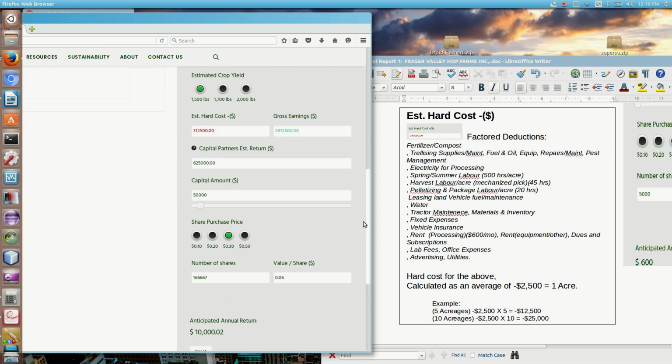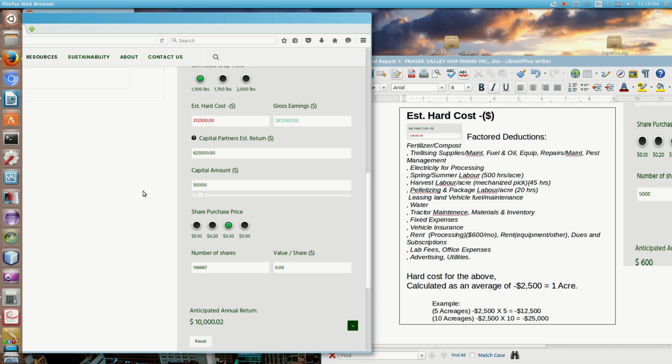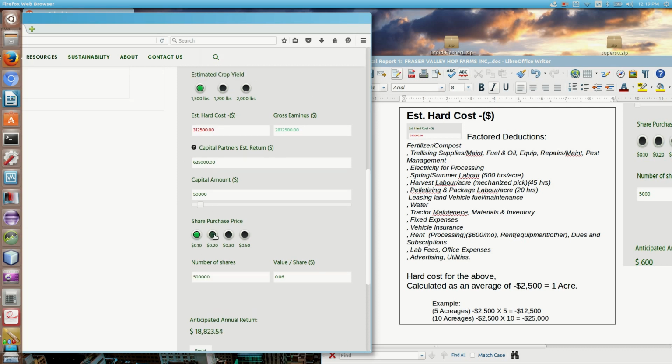Now the capital partner estimated return. This is a lump allocation of 25%. This makes up our share block: 10 cents, 20 cents, 30 cents, and 50 cents total. And that reflects 25% of our net earnings. How this is done is we take the hard cost and deduct this from the gross earnings, and from there we get our net earnings. 25% of our net earnings is right here. This is our capital partner estimated return.